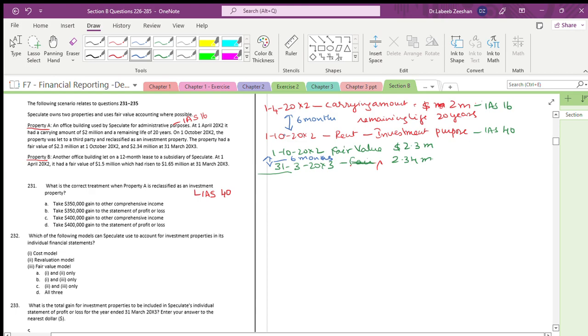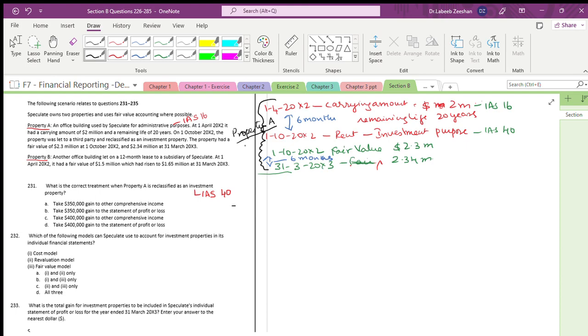Fine. Okay. This is related to what? This is related to property A. First, we'll do that for property A. What they are asking is what is the correct treatment when property is reclassified as an investment property? What is the correct treatment?